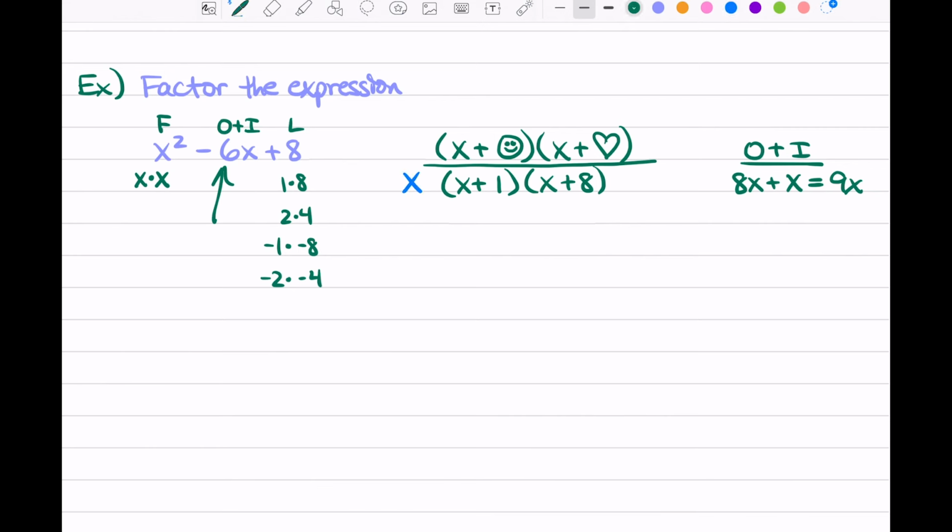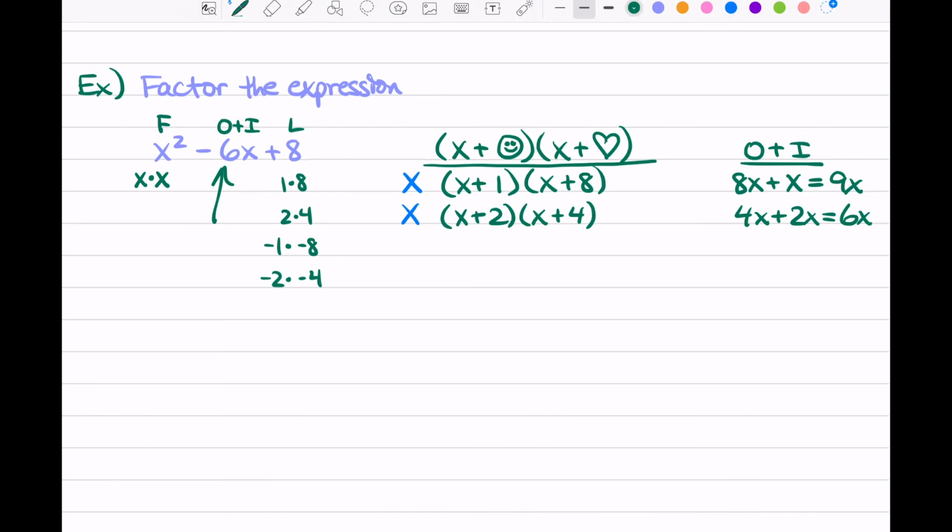Let's try the next one. We have x plus 2 times x plus 4. Checking our O plus I, we have 4x plus 2x gives us 6x, but we want a -6x, so this is also not correct.